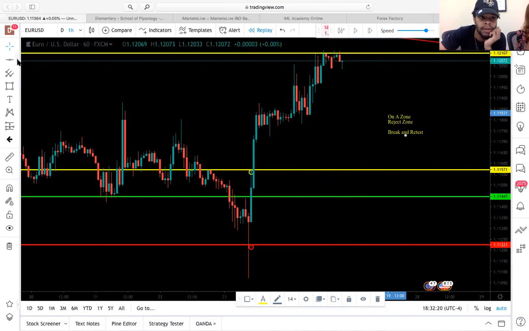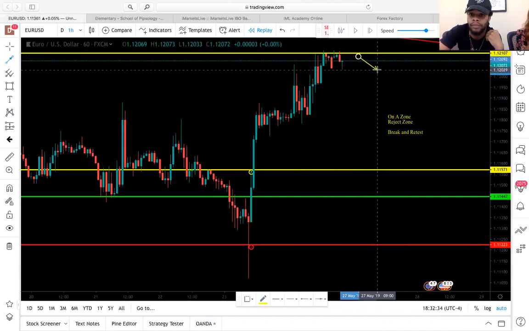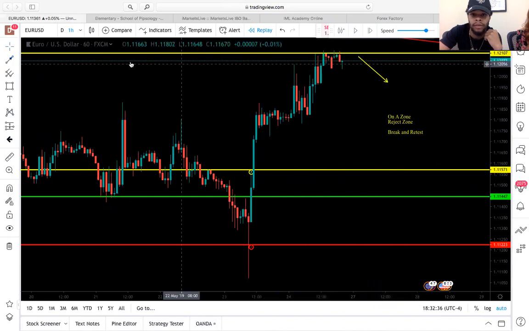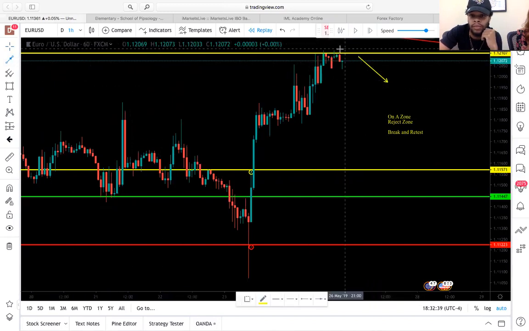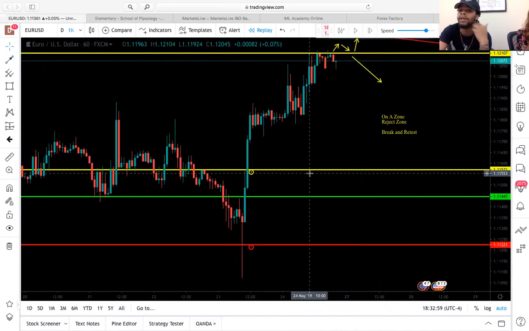So let me get the arrows for you. Can you show us what an engulfing is? So you think it's going to sell at that zone, right? I think it's either gonna do two things. Like I said, we're just going along with the zone. So it's either gonna break down, right? Or it's going to break, retest, and shoot up. So those are the two things I mean by on a zone.